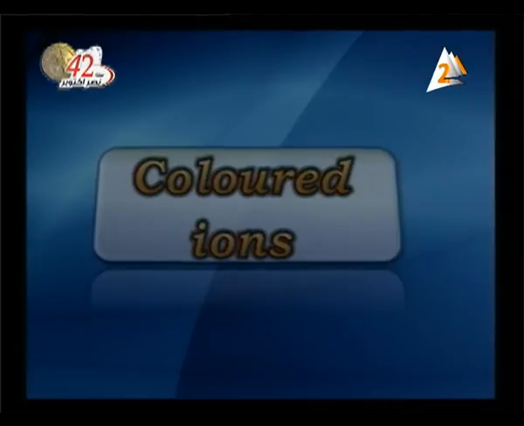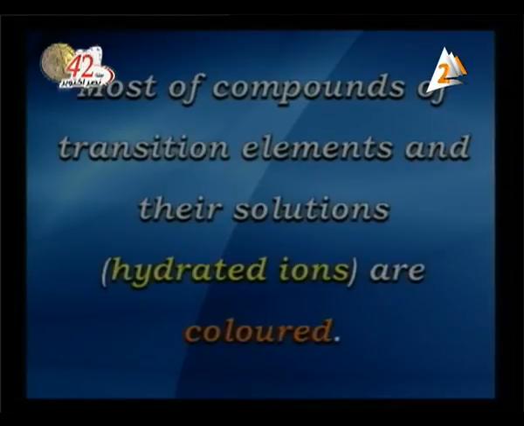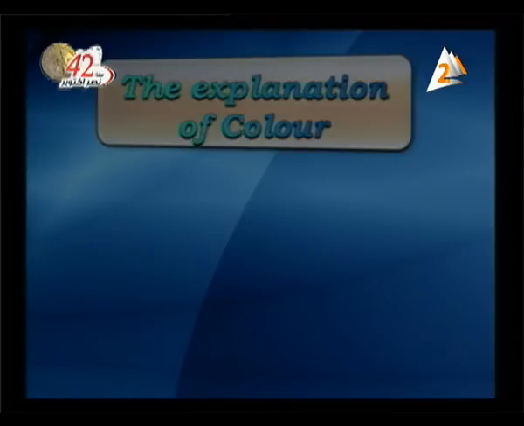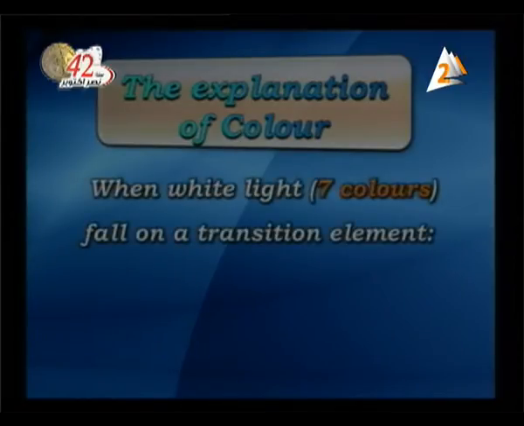Now, my dear students, we are going to discuss colored ions, which is the last property for the first transition series. Here, most of the compounds of the transition elements and their solutions, which we call hydrated ions, are colored. The explanation of the color.